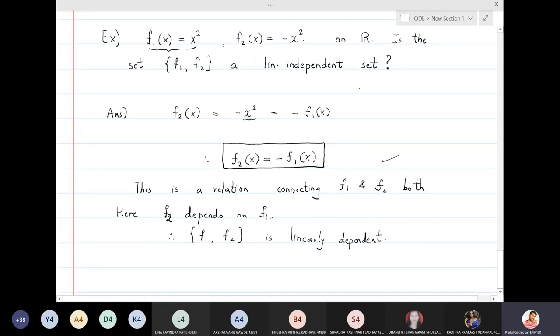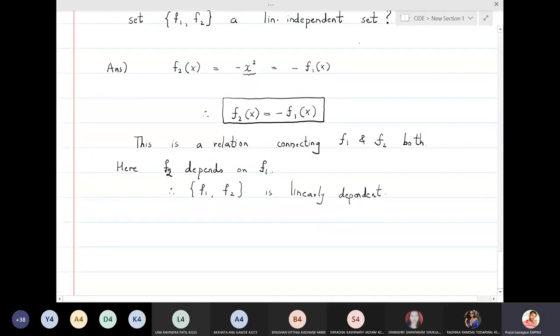Okay. Now a question will come to our mind: is this the way you have to show that the two functions are linearly dependent or not? In this background I already knew that F2 becomes negative of F1. What is the original definition of linear independence? Take C1 F1 plus C2 F2 equal to 0 and try to show that C1 and C2 both are 0. Okay, so I will try that now.